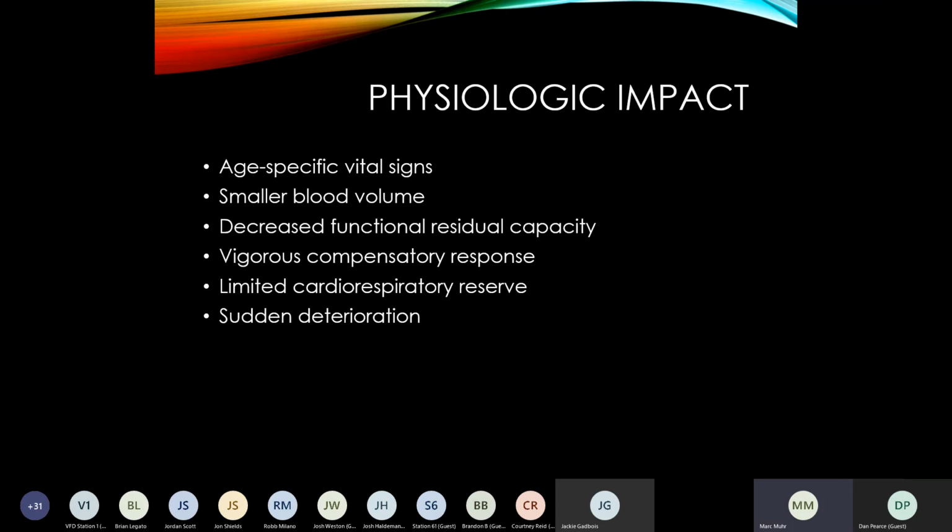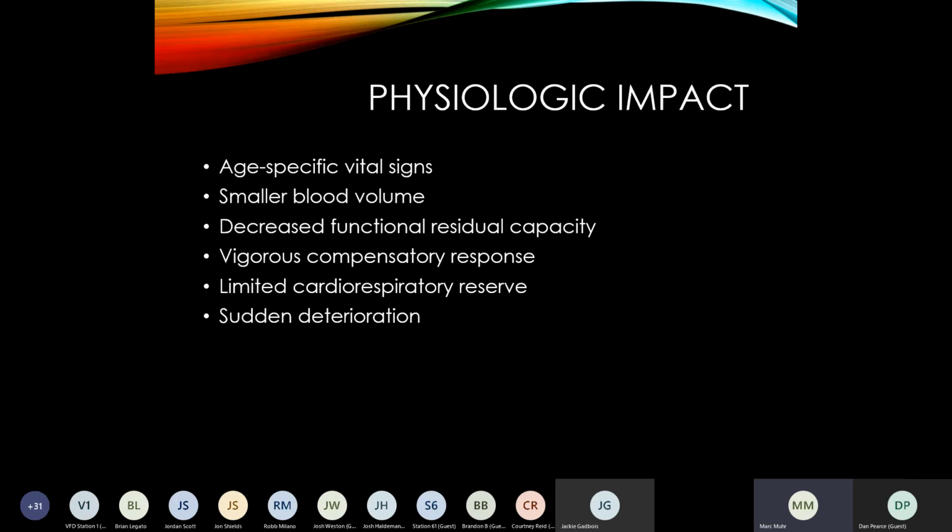Physiologic impact of trauma. Kids have age-specific vital signs. They have a smaller circulating volume and a decreased functional residual capacity. They have a vigorous compensatory response, meaning they can respond to an insult and then deteriorate quite rapidly. They have a limited reserve, and as I mentioned, they can deteriorate quite rapidly.